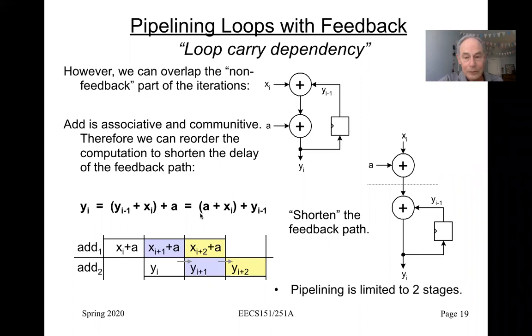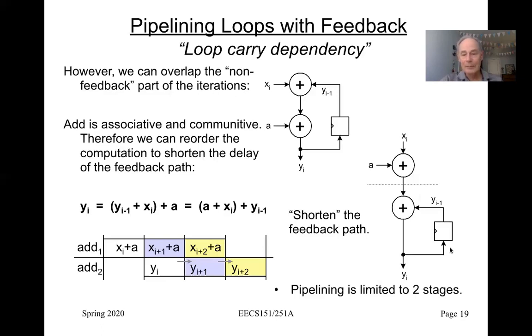What we can do is first add a to x sub i, and then add y sub i minus 1 to that, right? So that takes this computation graph and turns it into this one here, where we've factored out or moved out the x sub i plus a. Then we take the result of that and add in y sub i minus 1. So now the feedback is short. Before, the feedback path, or the critical path, was through two adders. Now the critical path is through a single adder, right?